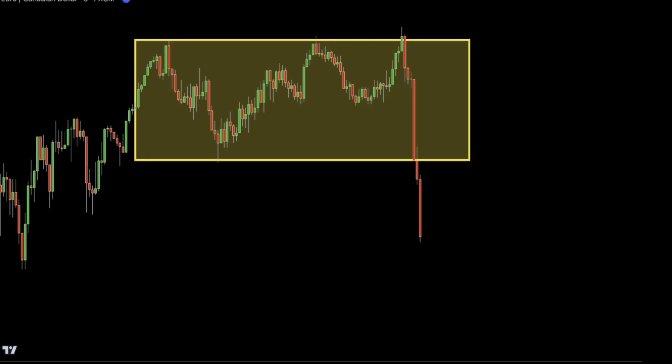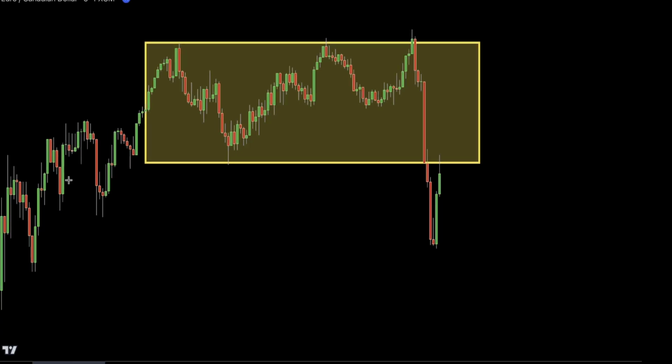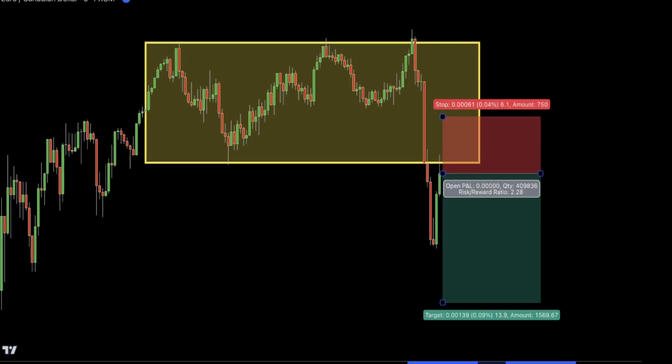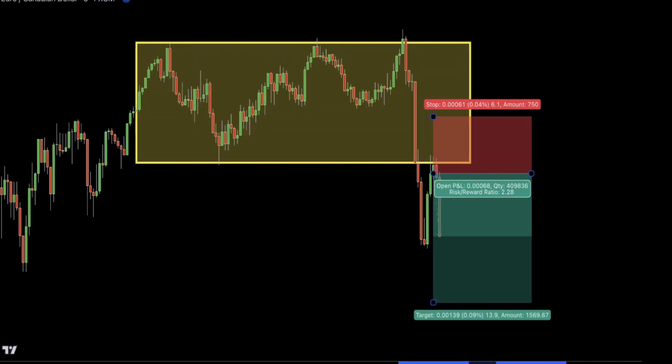If you missed this entry because you weren't at your charts, that's okay. Just wait for a pullback to the range. Once the pullback happens, you can place your entry at the close of the pullback candle, set a stop loss above it, and target the next key level.